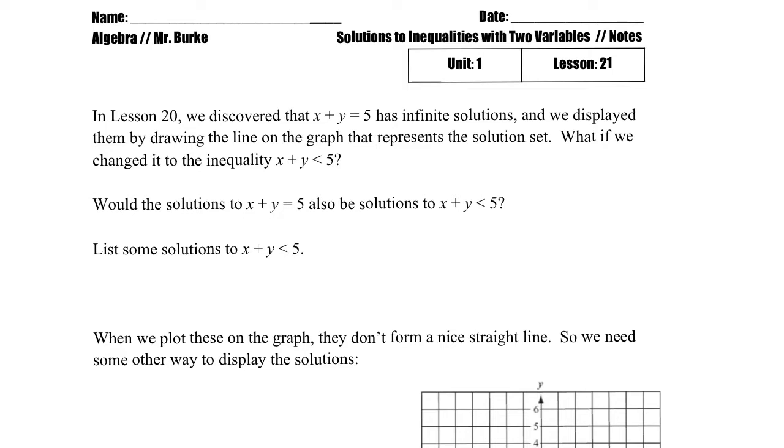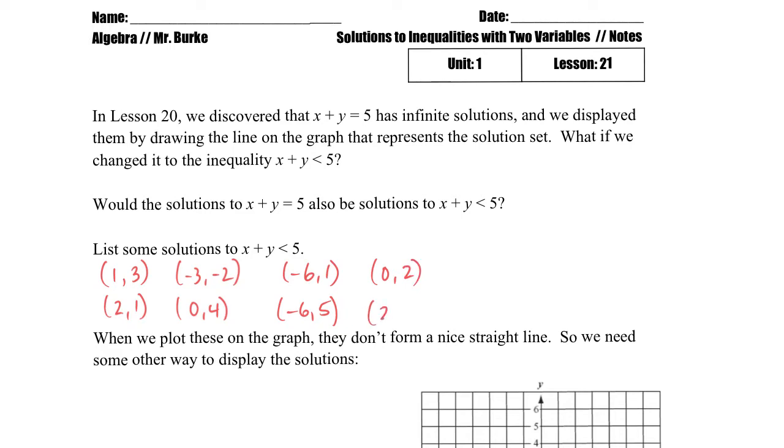Something like, how about 1 and 3? 2 and 1, -3 and -2. How about 0 and 4? How about -6 and 1? How about -6 and 5? How about 0 and 2? How about 2 and 0? How about -5 and 1? How about 1 and -5? So on and so forth.